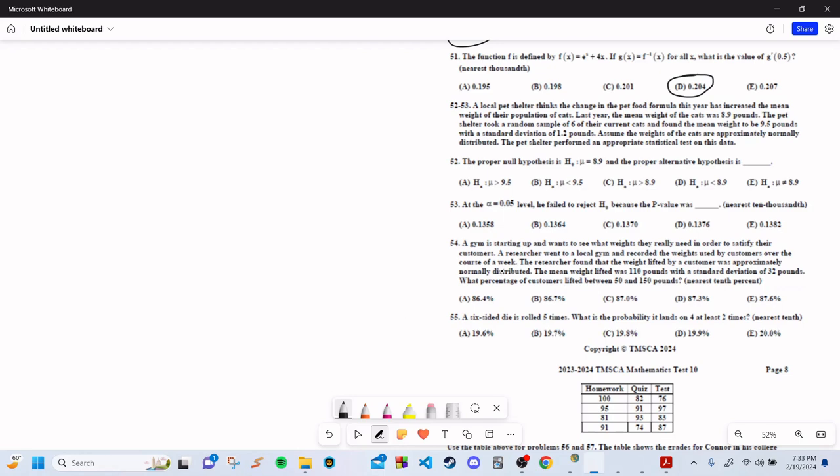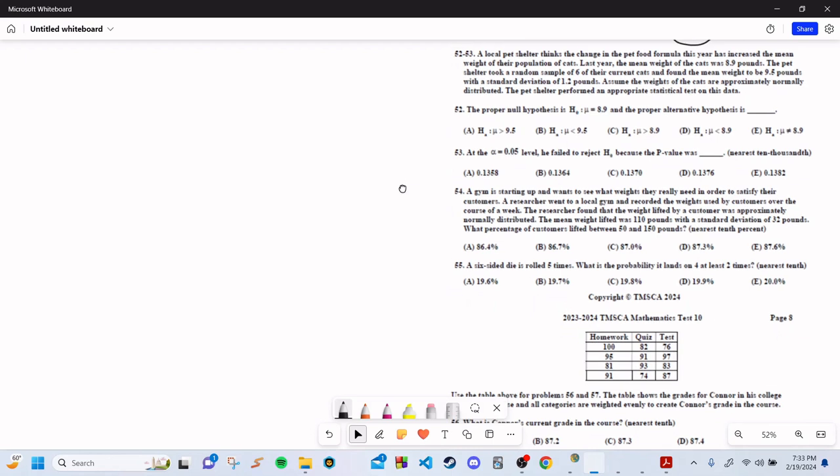All right. So now we're moving into the statistics questions. And so for 52 to 53, for question 52, we're going to be talking about the scenario up here. So let's read it.